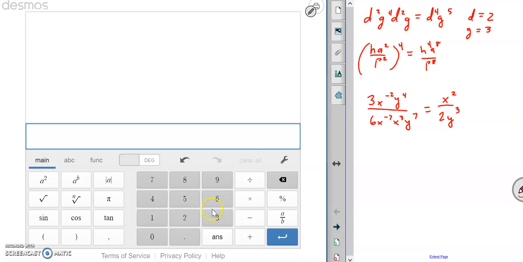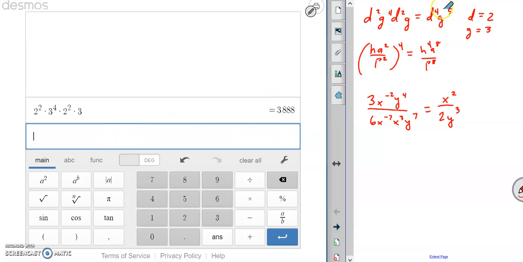Wherever d is, I'm going to type 2. So d squared, so 2, this is the squared button, arrow out, times g to the 4th, g is 3. This is any other exponent to the 4th, arrow out, times d squared, so 2 squared, arrow out, times g was 3. We hit enter. Okay, so if I use those numbers as my variables, it would equal this.